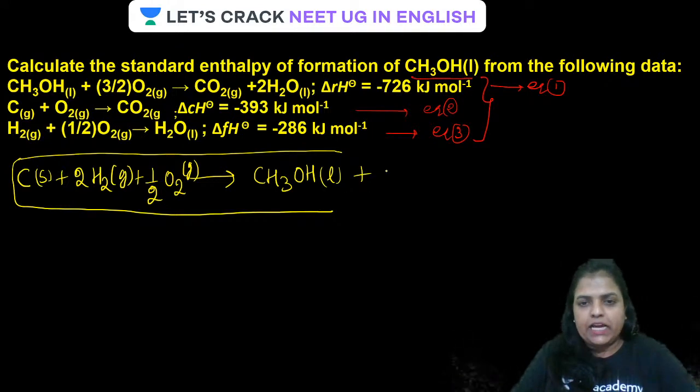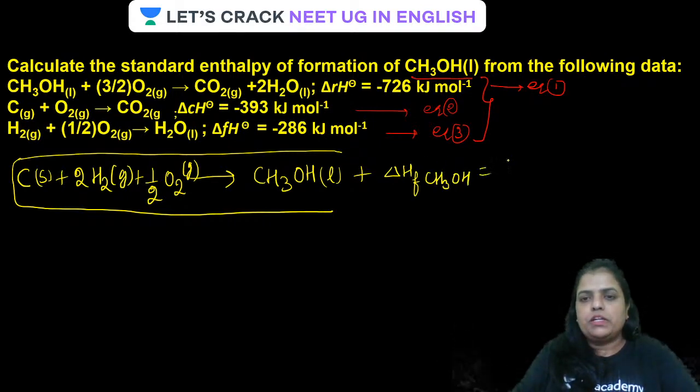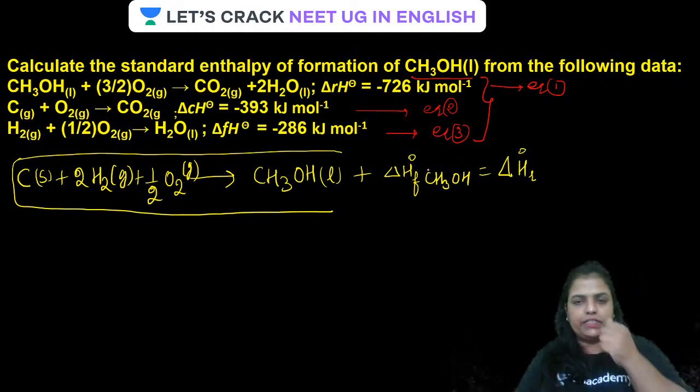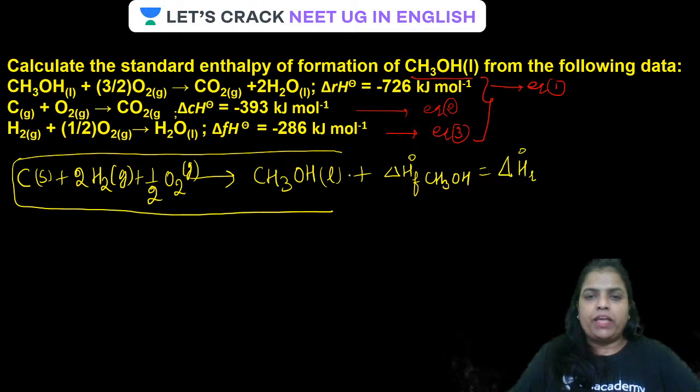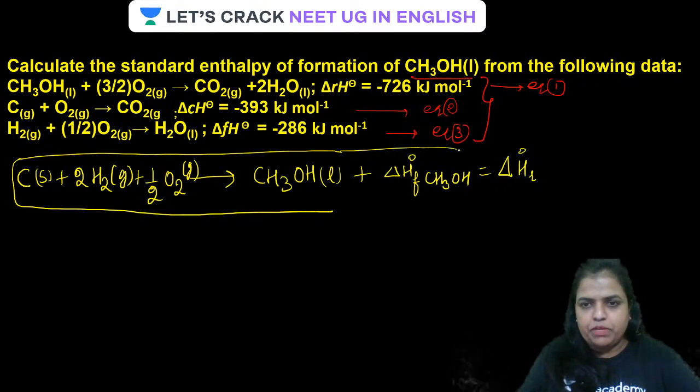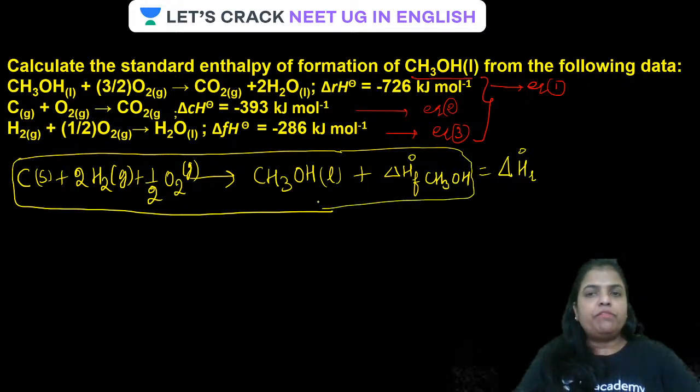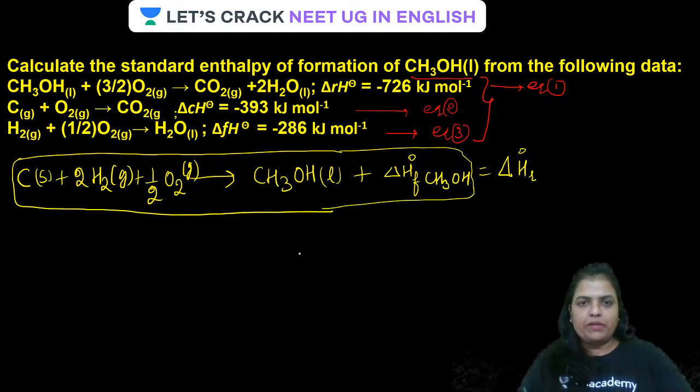And delta H formation of methanol will be the delta H reaction, that is, the enthalpy of this particular reaction at standard condition. All clear, guys? Whatever the enthalpy of reaction for this is will be the standard enthalpy of formation of methanol. All done? Is that clear?